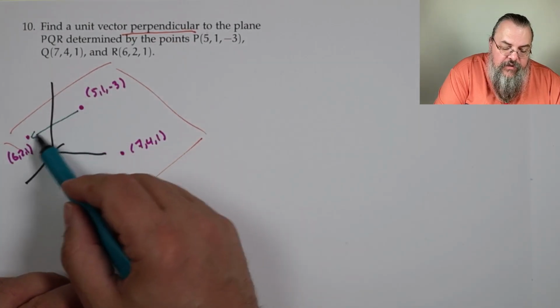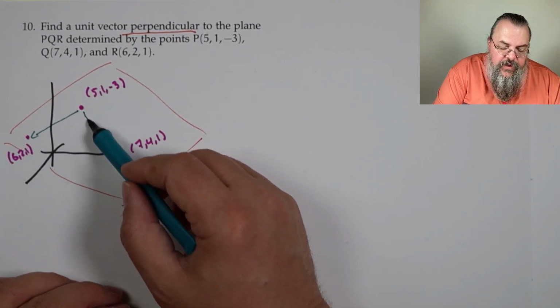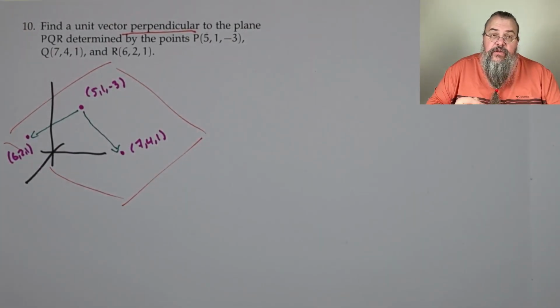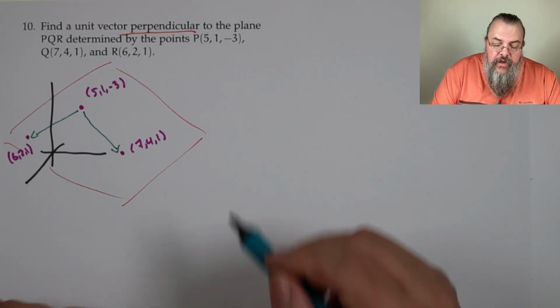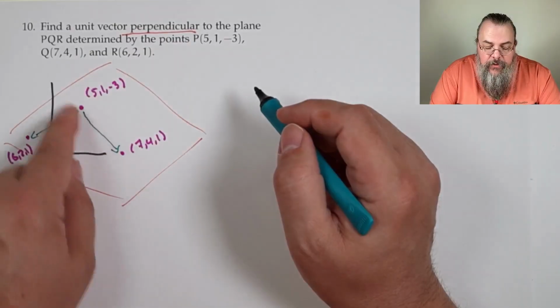The other thing that has going for it is I like the fact that it's the smallest first entry. I always like the first entries to be positive if I can. All right, so I'm going to take these 2 vectors. And what are those 2 vectors? Well, I'm going to go from 5, 1, negative 3 to 7, 4, 1.